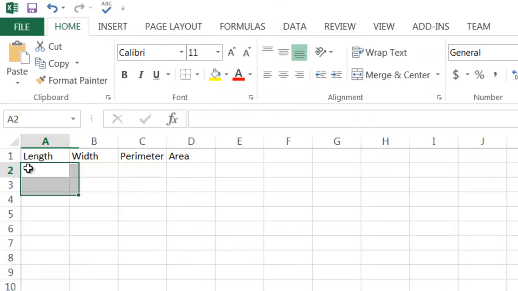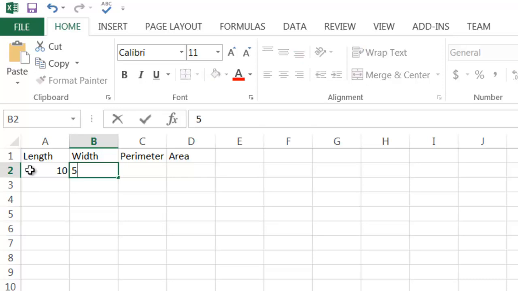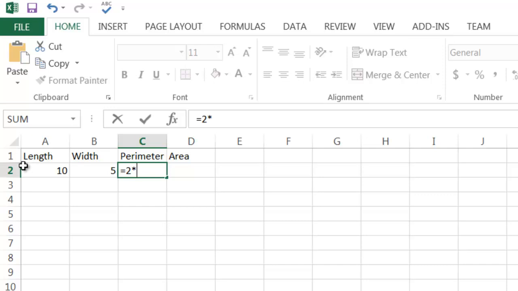For an example, I'm not going to do it exactly for you, but for an example, I'm going to put in 10 feet for a length, tab over, and I'm going to put in another 5 feet for a width, and I'm going to tab over to perimeter. Remember, we said it's equal to 2 times that, so all formulas start with the equal sign, equals 2, and the asterisk is how we multiply, times the length plus 2 times the width.